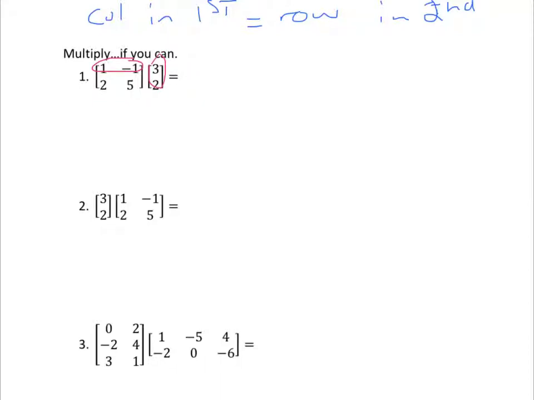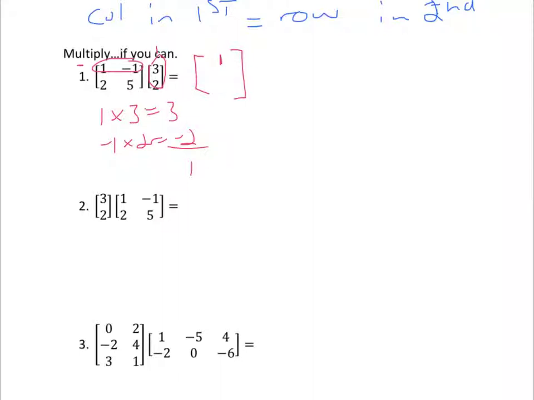So we get 1 times 3, which equals 3. And negative 1 times 2 equals negative 2. When you add those two up, you get 1. That tells us that the element of this product in the first row and the first column is 1.